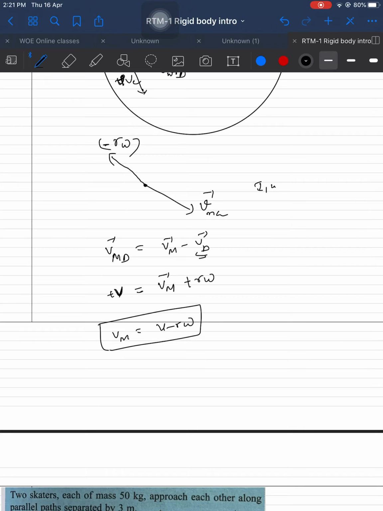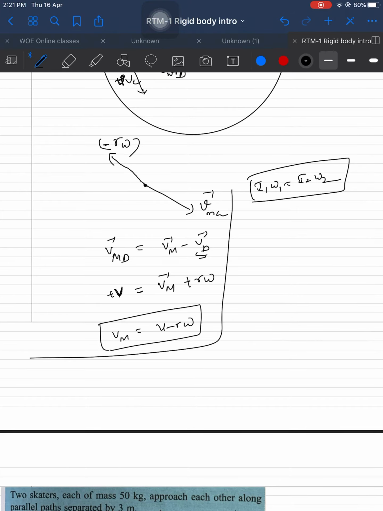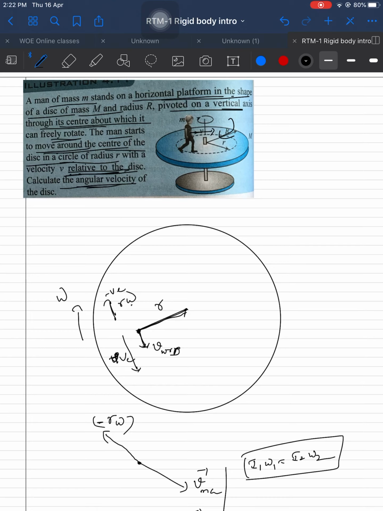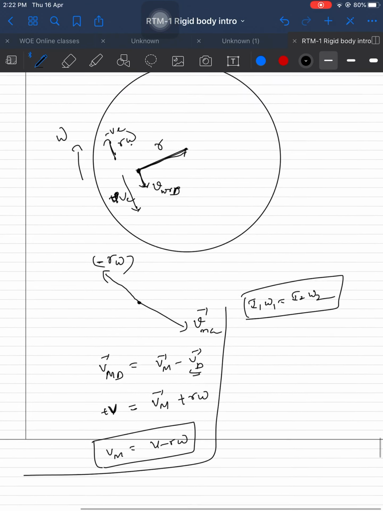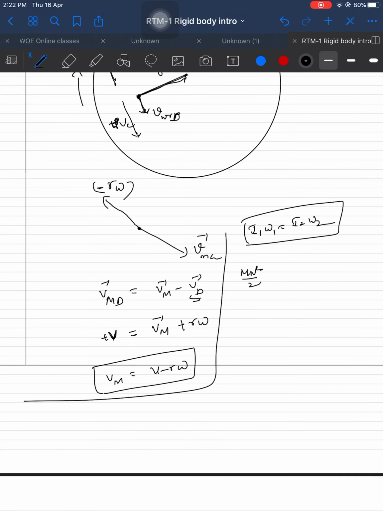Initially I1 omega 1 is equal to I2 omega 2. When the particle is at rest, we could have considered I1. How many particles are there? There is one disk, a man and a disk. The disk's moment of inertia is mr square by 2, and the man's mass is m, and he is at a distance r, so mr square omega, initially the angular velocity omega 1, if he is moving with angular velocity omega 1.